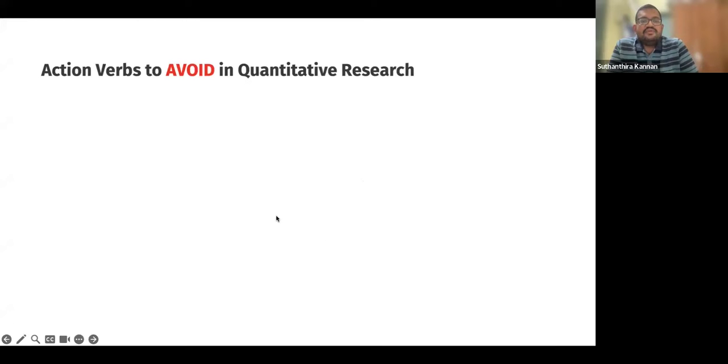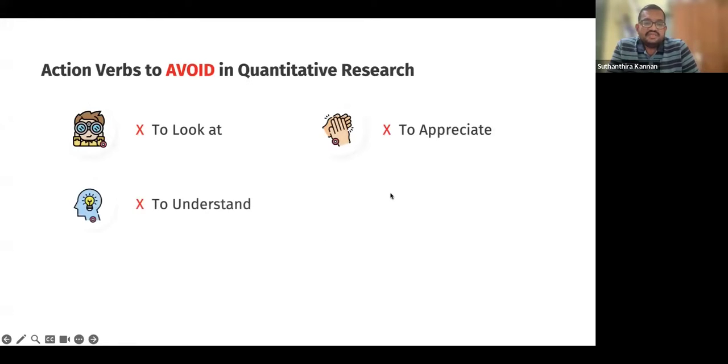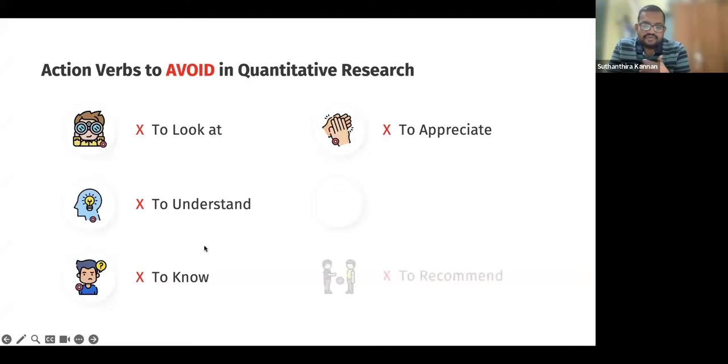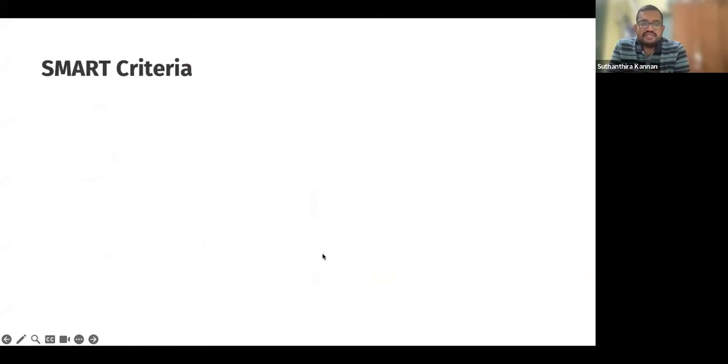What are the things you should avoid? You should avoid the words look at, to appreciate, to understand. Understand is a commonly used action verb that should not be used in quantitative research, because understand is again a subjective phenomenon. What I understand may not be understandable or applicable to you. So to know, to recommend, those should not be there. So come to the SMART criteria of writing the objective.